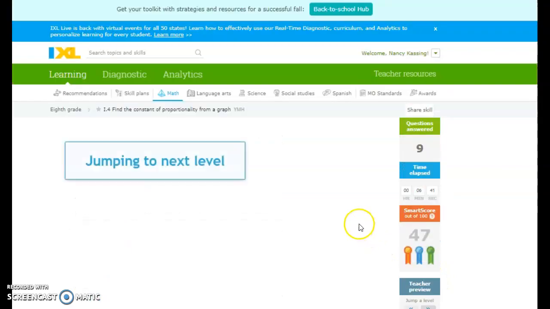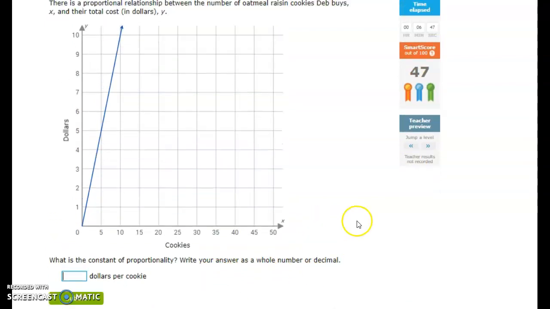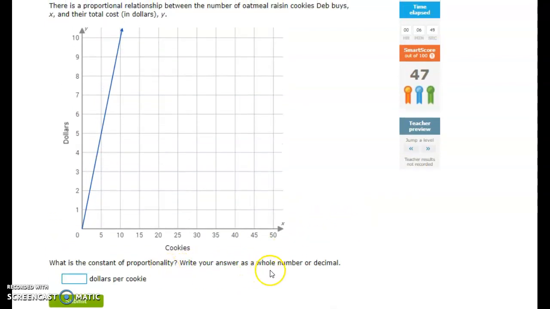Let's try another one. So here we want to know the constant of proportionality. Write your answer as a whole number or decimal between the number of cookies and dollars. So first we have to find the point. Here's a point where it's crossing that X and Y grid right here. And look, our scale is different. This side's counting by 5s, this side's counting by 1s. So we still do vertical change, which goes up to 5, over horizontal change. Well, if we come down here, you'll notice this is 5 as well. So what is 5 divided by 5? It is 1.